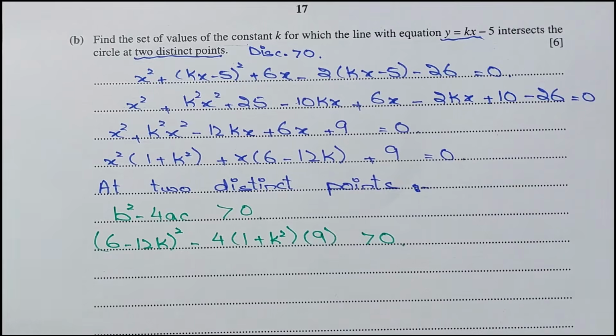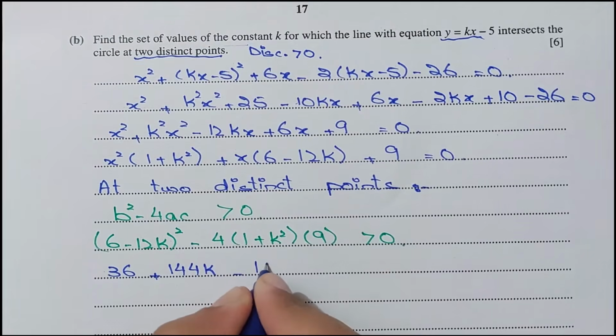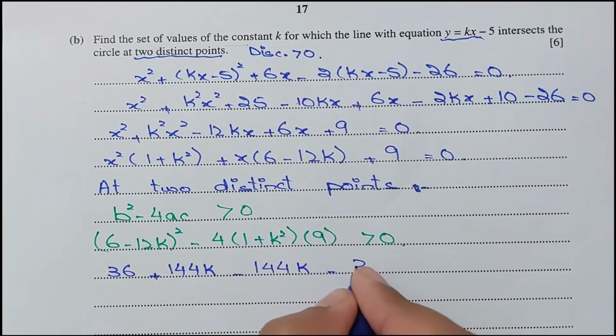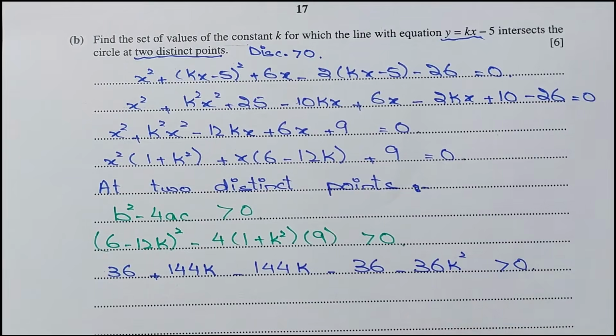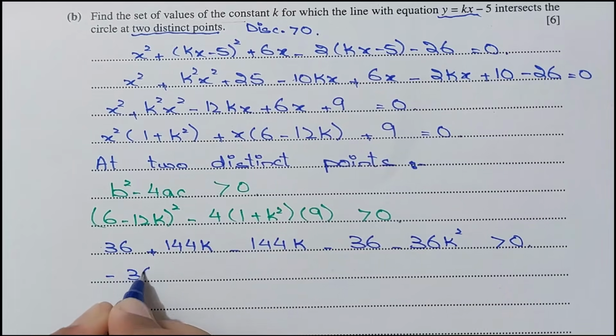Right, let me simplify this further. We have 6 square is 36, 12 square is 144 k square, and minus 2ab, so we have negative 2 times 6 times 12. This is minus 144k. And minus 4 times 9 is 36, times 1 and minus 36 k square. This is greater than 0. Okay, so the k square terms are minus 36. No, there is another, this is also a k square term. Let me simplify this.